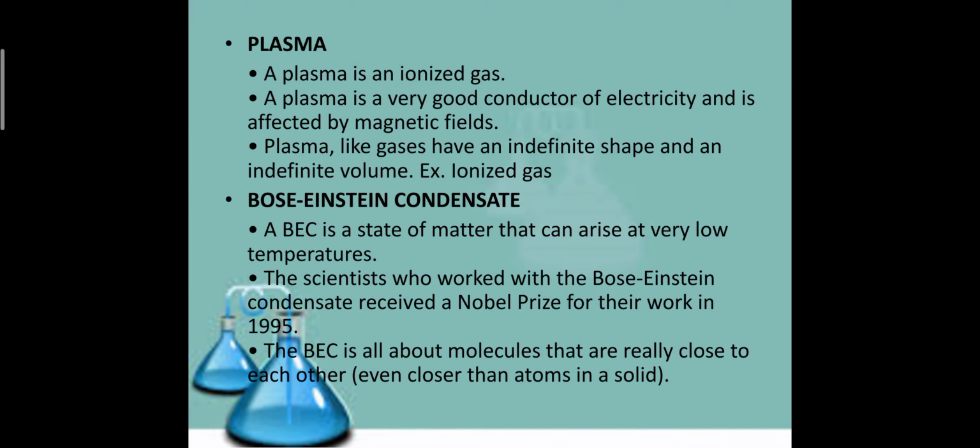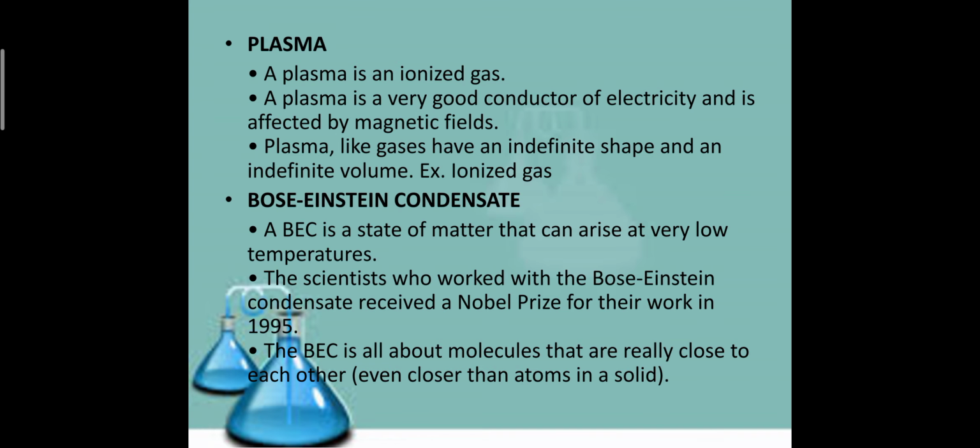Now, what exactly is plasma? Basically, plasma is an ionized gas, that is a gas which has ions in it, which is a very good conductor of electricity and is affected by a magnetic field. Now, plasma, like gas, has an indefinite shape and indefinite volume. We cannot specify the shape of plasma, and ionized gas is the best example of plasma.